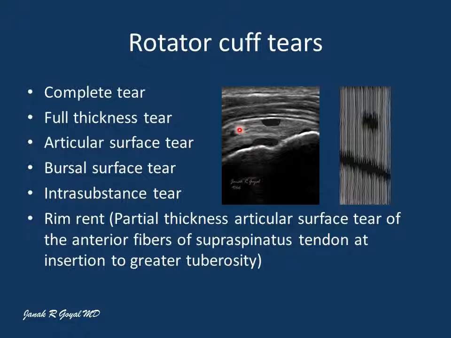And then you have a tear which is within the substance, called intrasubstance lesions, and another tear which is limited to the bursal surface, called a bursal surface tear. And a very special tear called a rim rent is a tear which is in the most distal part of the tendon at the insertion to the greater tuberosity on the articular surface. It's called a rim rent tear.